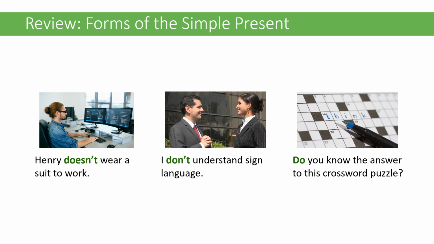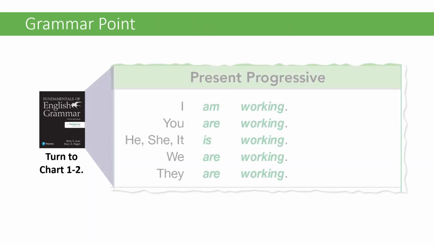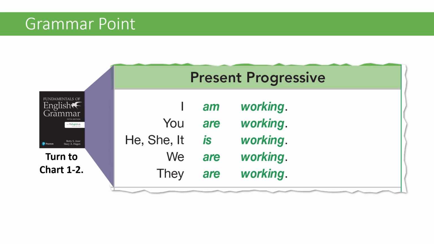So again, we have Henry doesn't wear a suit to work. I don't understand sign language. And do you know the answer to this crossword puzzle? Now let's look at the present progressive verbs. To form the present progressive, we use a form of be, am, is, or are, and then add ing to the verb.